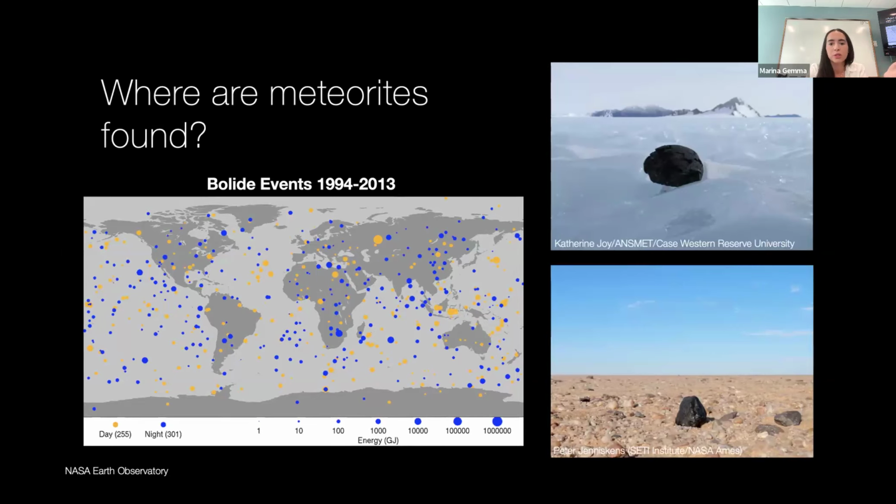Most of them are going into the ocean. That's over 70% of the surface. Those we never see again. But the ones that do fall in the deserts are just easier to recover. And NASA sends teams to Antarctica every year to comb the ice fields and pick up those meteorites for further study.